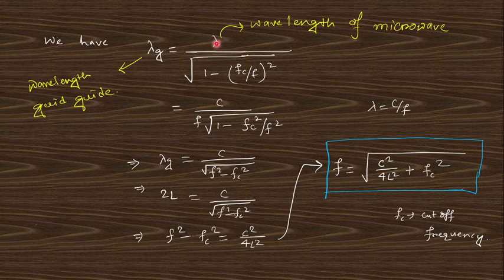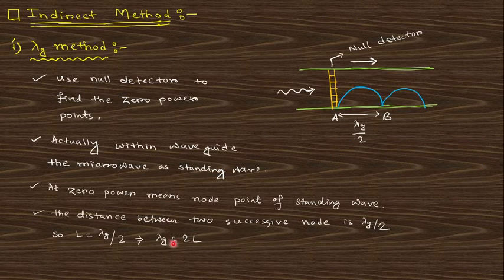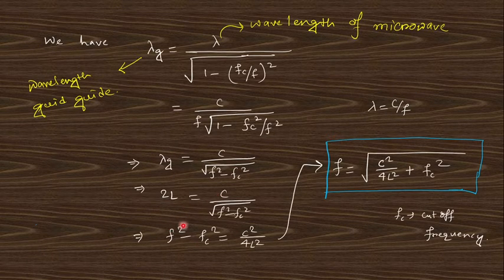If you put the value of lambda, which is c by f, and introduce c, this will be f square minus fc square, where fc is the critical frequency. Putting the value of lambda g, which is twice L, and squaring on the upper side, we get the resolution. Finally we get the frequency of this microwave.